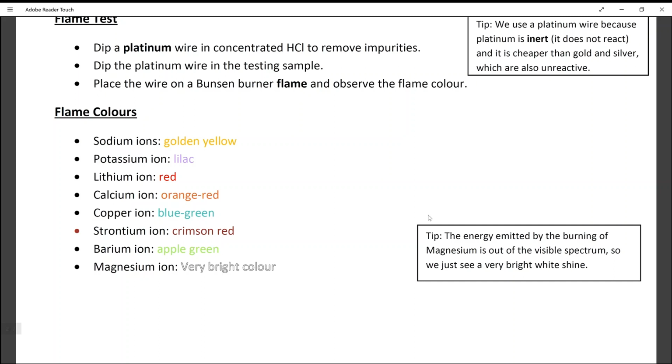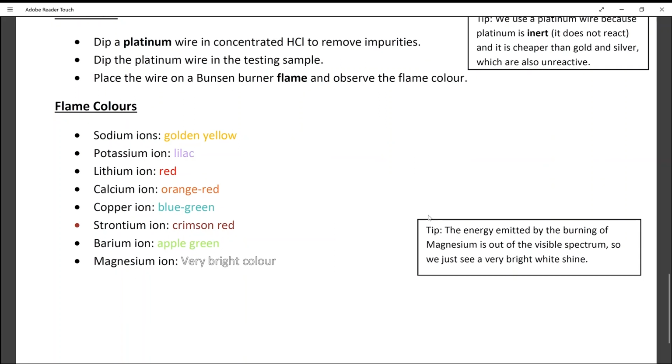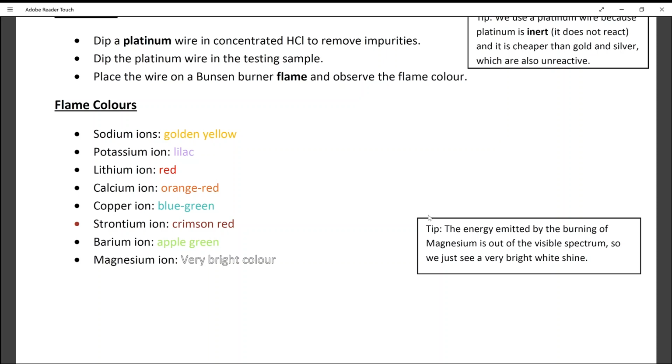If we have sodium ions in our sample, then the flame color will become golden yellow. If we have potassium, it will become lilac. If we have lithium, it will become red. Now the rest are not alkali metals, but I have to refer to them because you have to know them for the examination, for the flame test. Yes, they are not alkali metals. I don't want to have another lecture about them, so I will just refer to them.